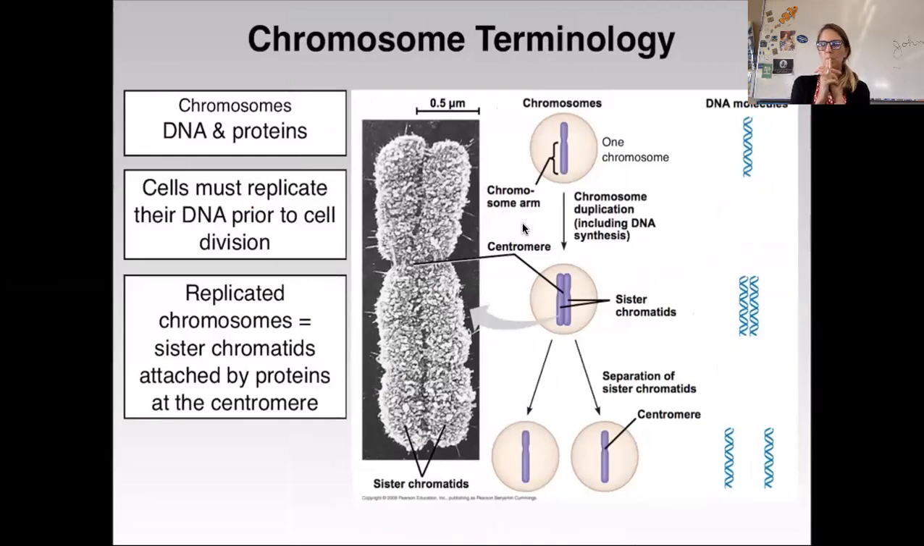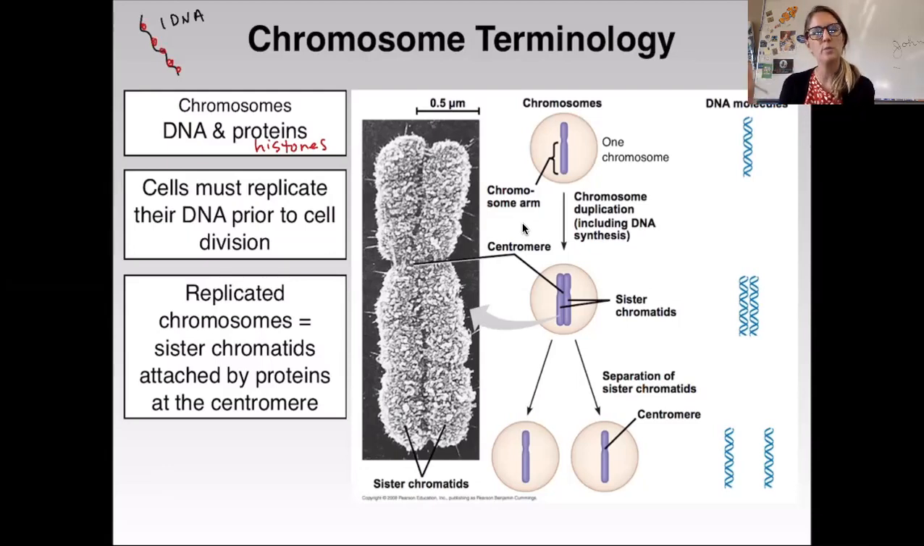All right. So chromosomes by definition are a piece of DNA, one piece of DNA, with its associated proteins. Remember, those proteins are called histones. DNA wraps around those histones. And that's how it all fits into a teeny tiny cell that we can't even see. 6 feet of DNA into a teeny tiny cell, right? So cells must replicate their DNA before the cell divides, okay?